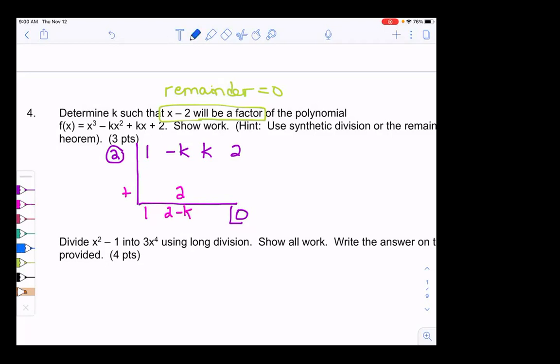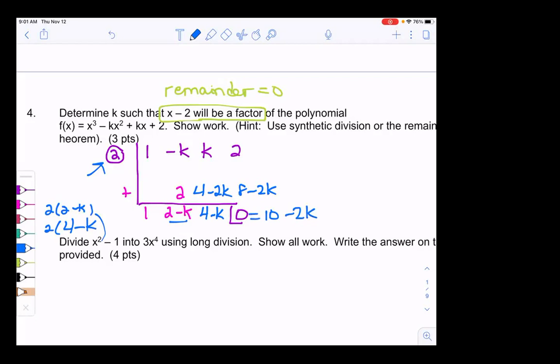Yeah, so I have to take whatever's on the bottom here and multiply by that number in the circle. Well, that means I'm taking 2 times 2 minus k. And if I do that, I get 4 minus 2k. And then, Jeremy, when you add k and 4 minus 2k, you end up with 4 minus k. And then you do that process one more time. So I'm taking 2 times 4 minus k, and I end up with 8 minus 2k, and then you add them together. So if I add 2 and 8 minus 2k, I get 10 minus 2k.